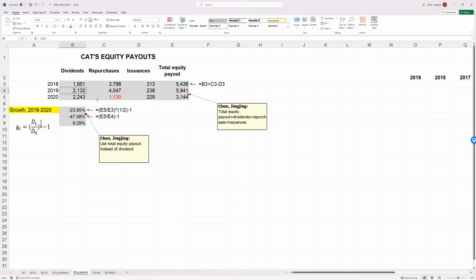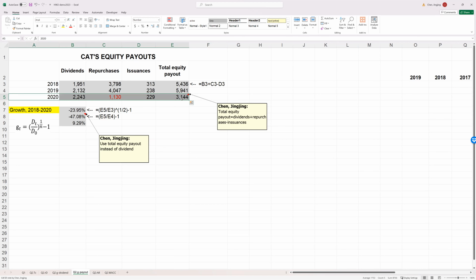But in 2020, we all know what happened in 2020. Not just CAD, but a lot of firms temporarily suspended their repurchase programs. So we see a significant drop in their repurchase amount. The total repurchase amount largely shrank to roughly 1130. So it's an unusual year.